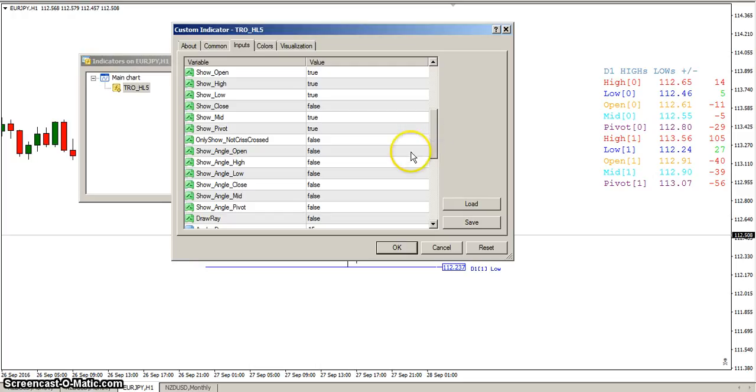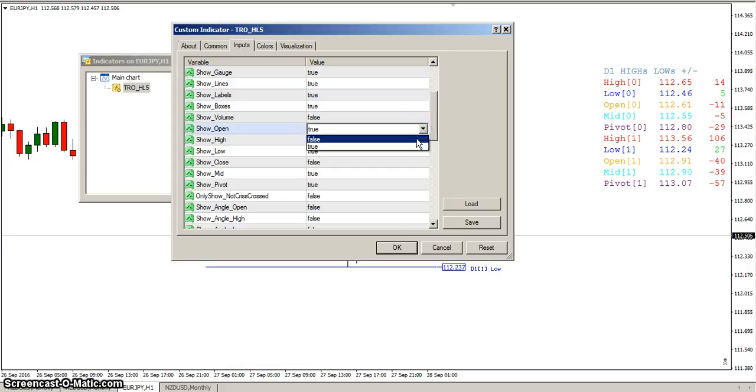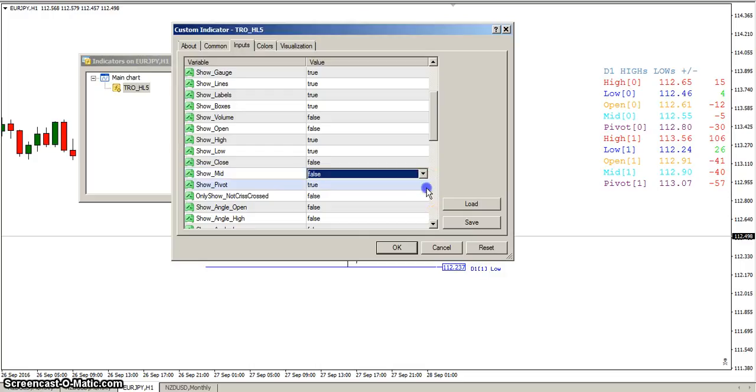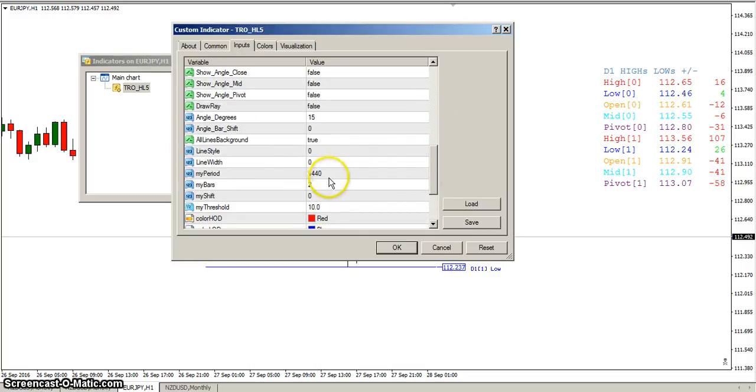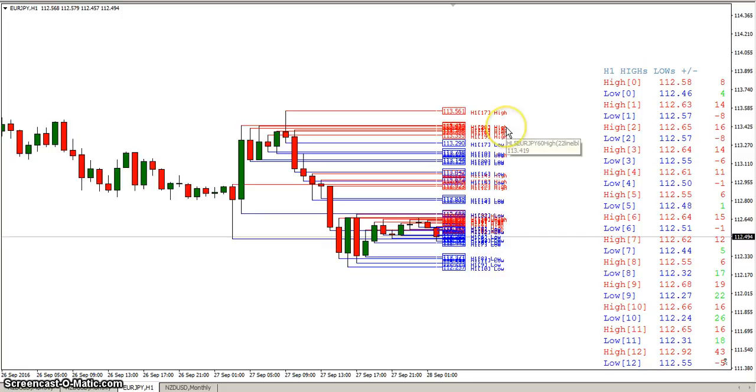So let's do that, but let's turn off the open. Let's turn off the mid and the pivot. What we're going to do now is use the last 24 bars, and we're going to switch this to the hour bars. And you can see it kind of looks like a mess.